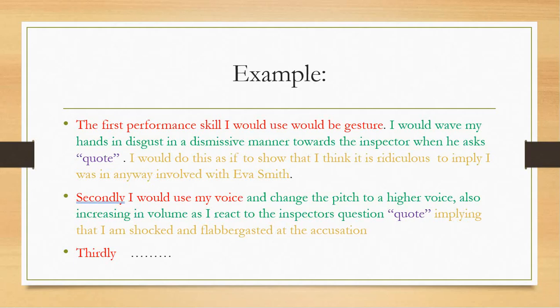Secondly, I would use my voice, there's a mark for the skill, and change the pitch to a higher voice, also increasing in volume as I react to the inspector's question, quote, implying that I am shocked and flabbergasted at the accusation. We will pick up the marks on there, probably too much information. We don't need to write as much as that. We need to say what the skill is and link it how we would use it.